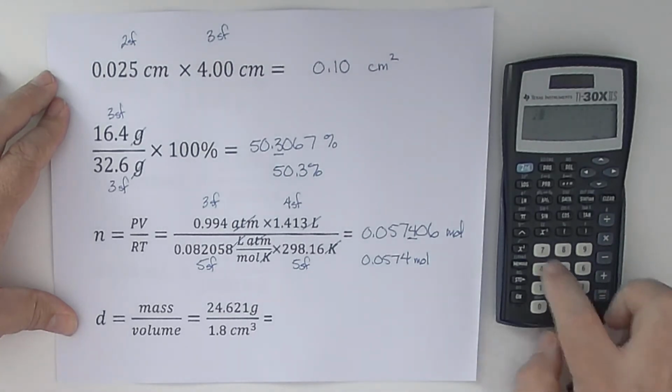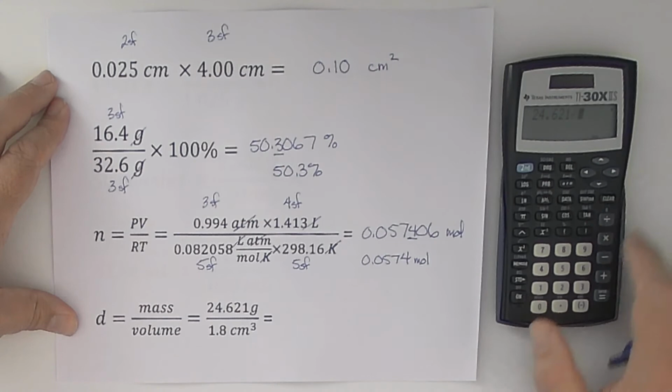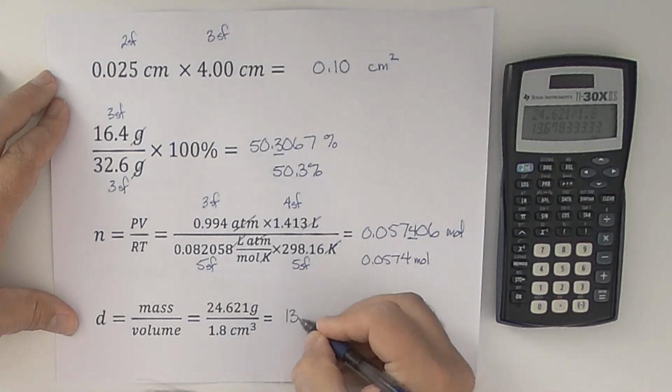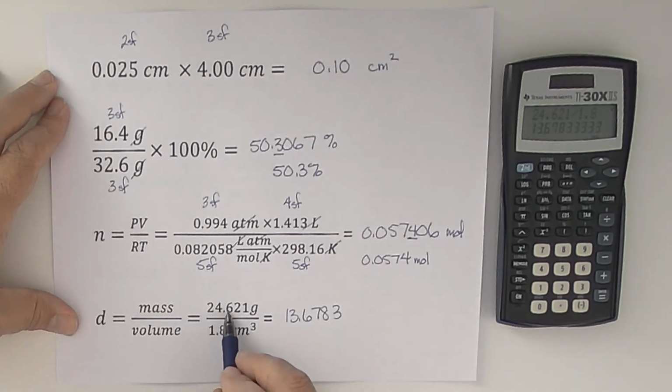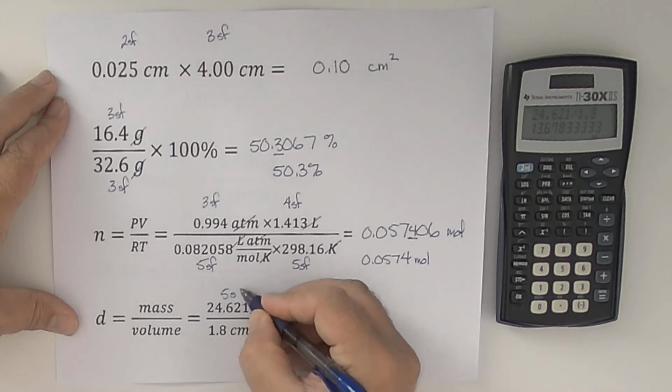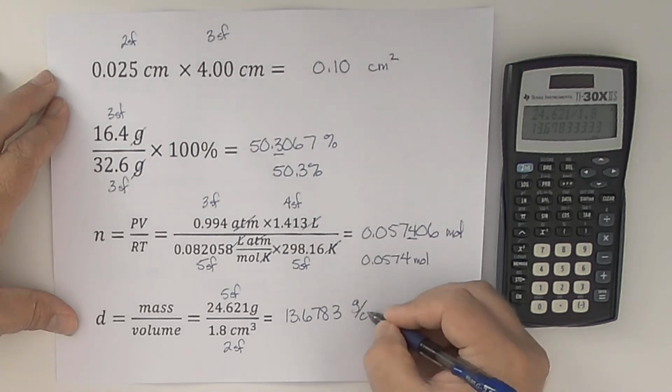So we'll take the 24.621 divided by 1.8. I get 13.6783. 1, 2, 3, 4, 5. 1, 2. The units will be grams per centimeter cubed.